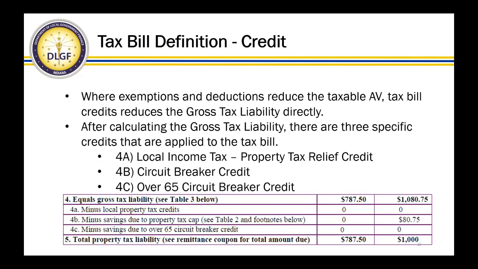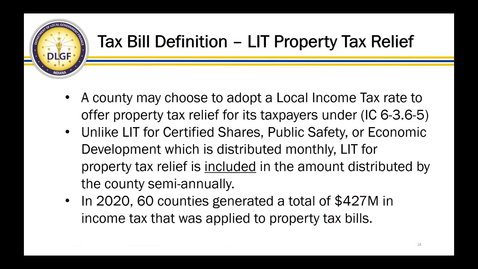So let's take a look at those individually. When we talk about income tax or local income tax, or LIT, the first thing that generally comes to mind are certified shares or public safety or economic development. One of the other options that a county can choose to adopt is local income tax for property tax relief. Last year, there were 60 counties that opted into this configuration, and their combined income tax rates generated $427 million that were applied as credits to property tax bills.